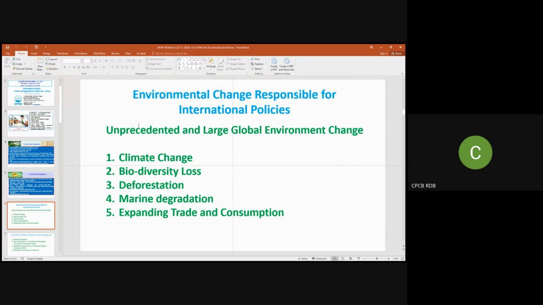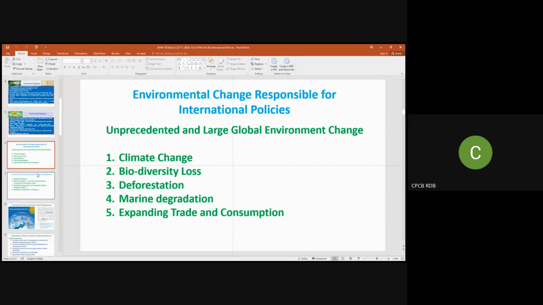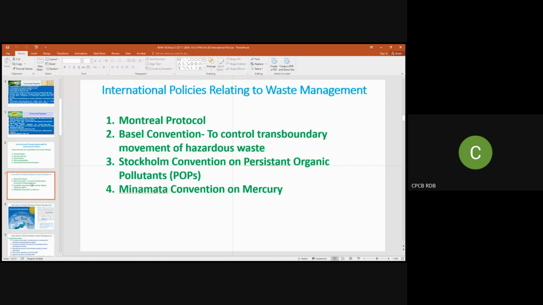And in order to minimize the impact at the international level, there are various international treaties, especially related to waste management. One is the Montreal Protocol. We have the Montreal Protocol, and we have the Basel Convention. Please kindly remember each and every international policy. You can definitely expect one question.